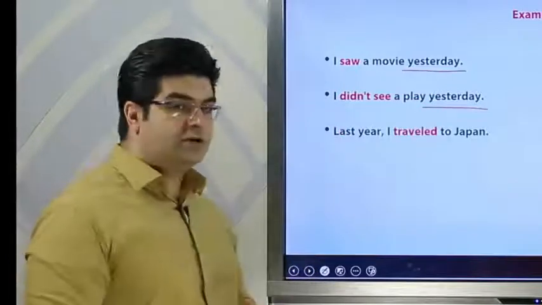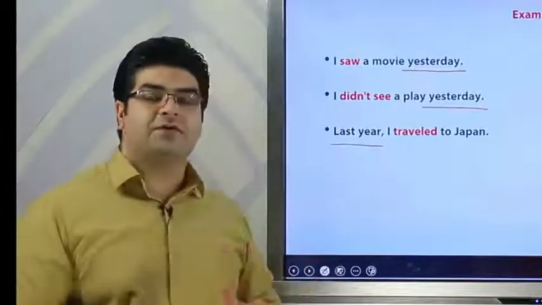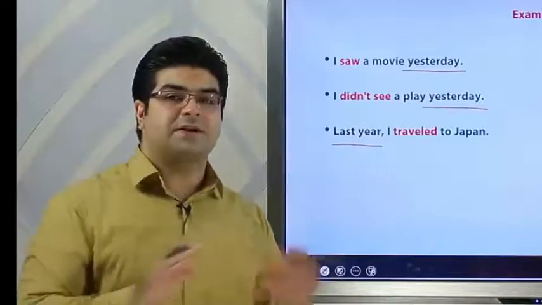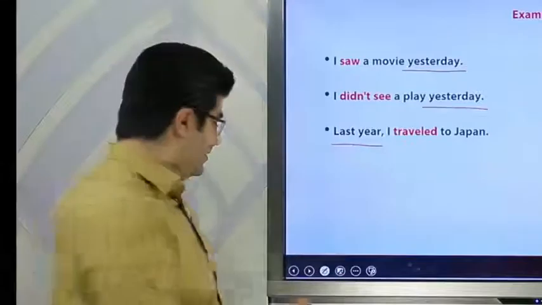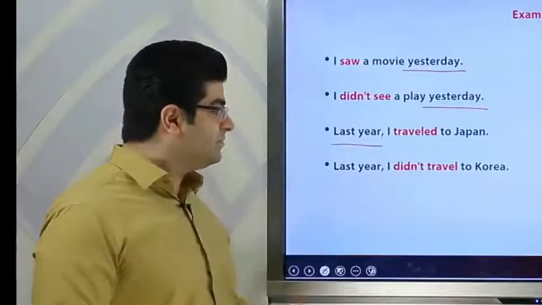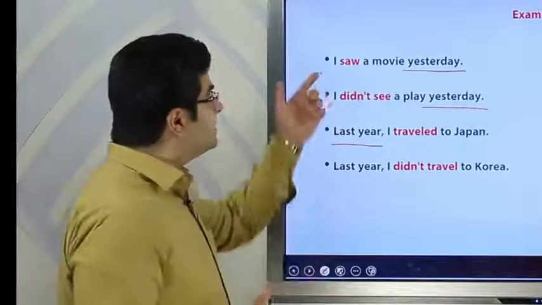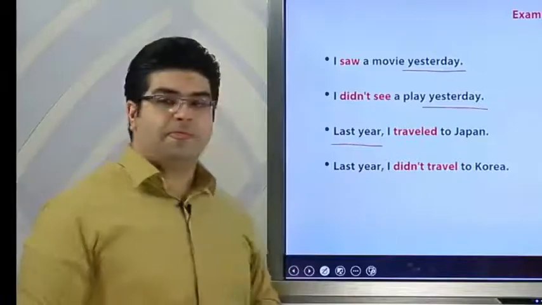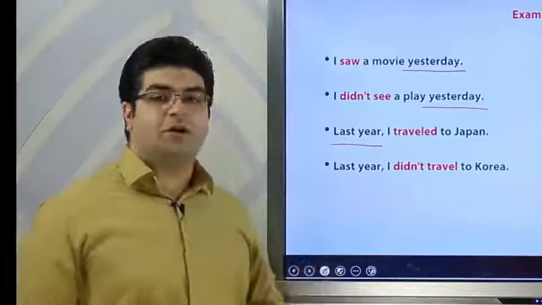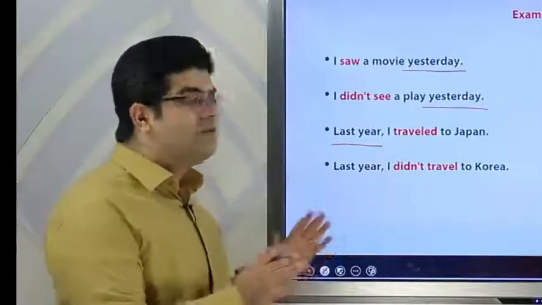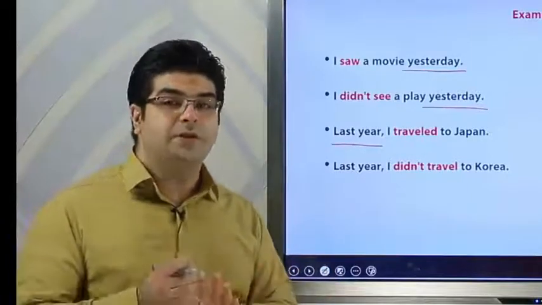Like, last year, I traveled to Japan. That's the time reference. I traveled to Japan. It started in the past and finished there. Completed. I traveled to Japan. More examples. Last year, I didn't travel to Korea. It's again in the past. It might be a positive tense, like saw, like traveled, or a negative tense, like didn't see or didn't travel. Whatever they are, they happened in the past and finished there. This is the first use of simple past.